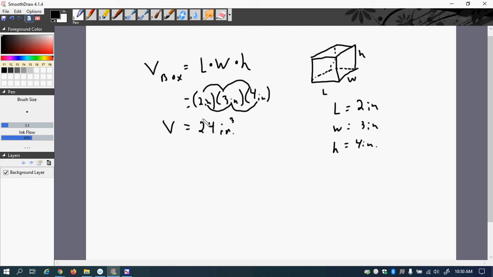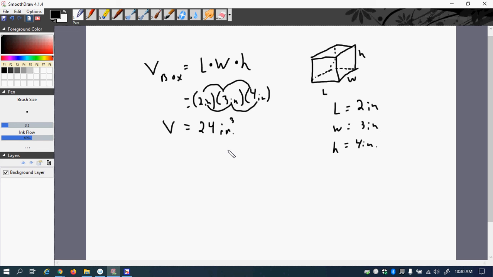Notice that when we say something to the third power with units, that's telling us that we're talking about volume. When it's a power of 2, then we're talking about area. And when we're talking about inches to the 1, or just inches, that's just perimeter or a distance. That's why I always like to include the units, because they tell us exactly what we're talking about. In this case, it's the volume of the box.